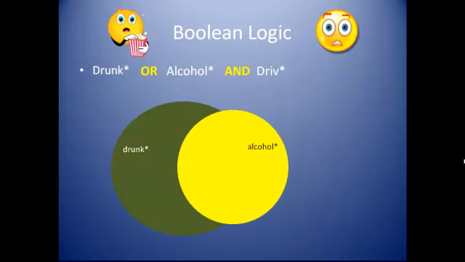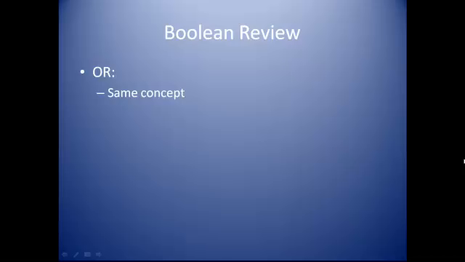If we go back to our diagram of or, we can add a third circle to represent all the records that contain the word drive. Because we want only those records that contain one of the first two terms and the third term, we are interested in only those records where circle 3 overlaps either circle 1, circle 2, or both circle 1 and 2.